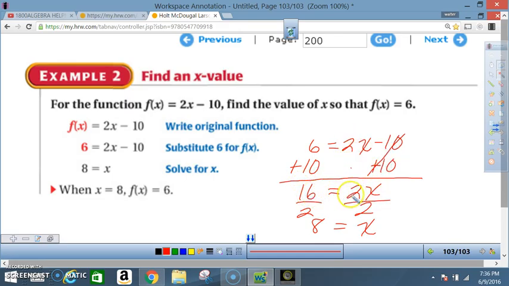So now I have 16 is equal to 2 times x. I want to get the x by itself. The opposite of multiplication is division. Divide both sides by 2. 16 divided by 2 is 8. 2 divided by 2 is 1, so I'm left with just 1x, and of course that 1 does not have to be there. So when x is equal to 8, f of x is equal to 6. Another way to say it is, when f of x is equal to 6, x is equal to 8.